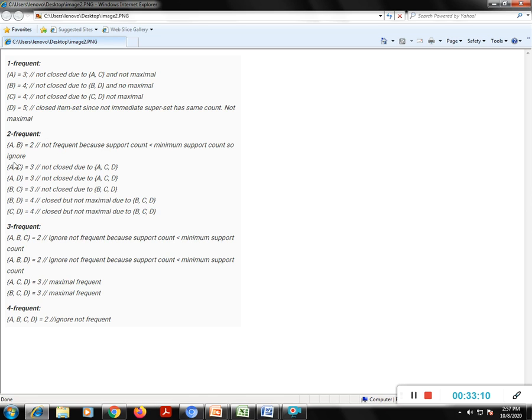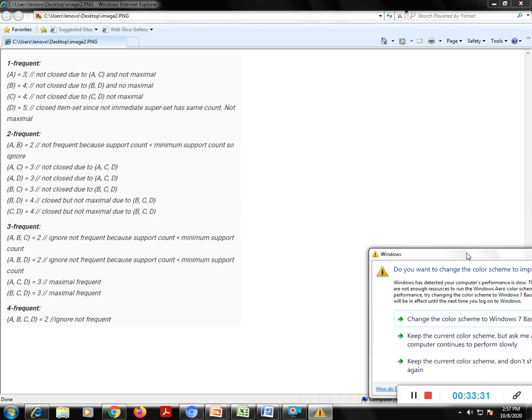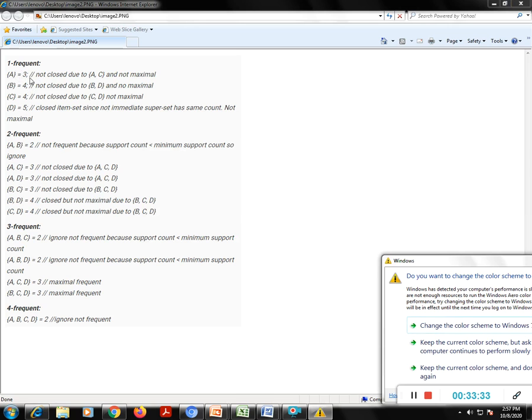Then what about AC? AC has count 3. Yes, AC is frequent. What about AD? AD is also frequent. Now we have to find out whether A is closed or not. AC has its support count equal to A, so we can't say that A is a closed figure. Why? Because AC has the same support count as A, and that's why A is not closed. What about B?